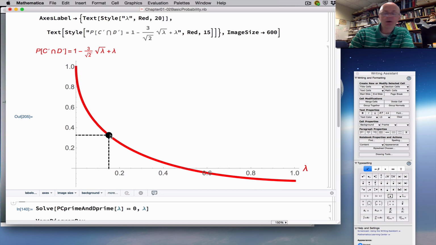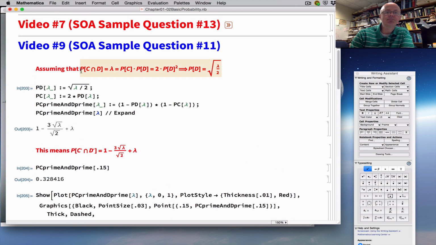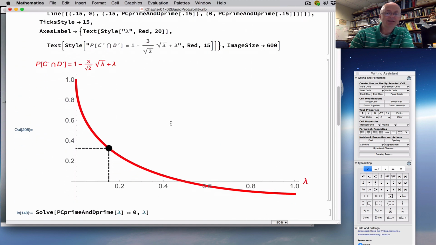And the black dot represents the answer to the question. When lambda is 0.15, the probability was about 0.33, which is what you see here. It's a decreasing function of lambda. As lambda increases, as this probability up here gets bigger, the answer gets smaller. And it's concave up, but it doesn't go higher than 1. When lambda is 0, the answer is 1. It does go negative, however, as a function of lambda.